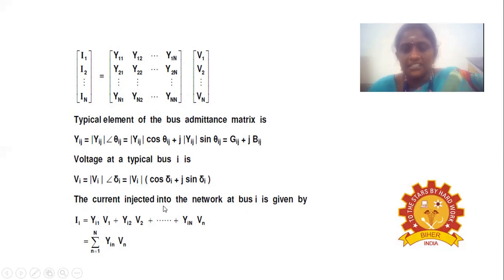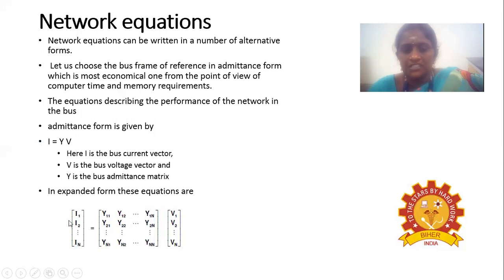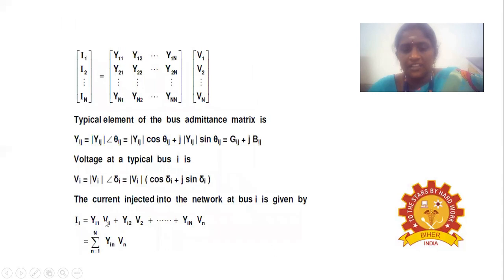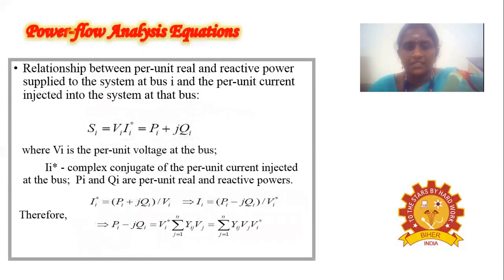So the current injected into the network at a bus i is given by I equal to, so this is the n number of equations. For the ith bus, from this matrix we can write Ii equal to Yi1 V1 plus Yi2 V2 plus up to Yin Vn. This we can write as summation of n equal to 1 to capital N, Yin Vn, where N is the number of buses.